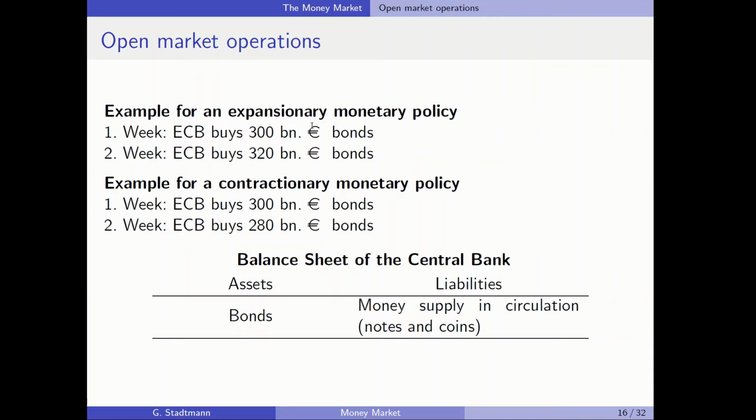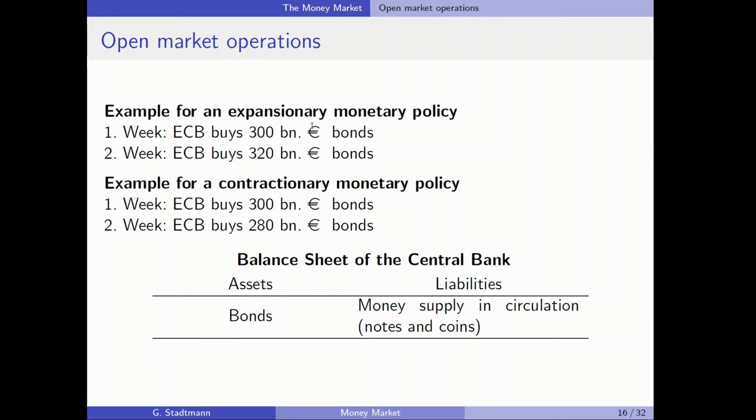In the second part, there is an example for a contractionary monetary policy. In the first week, the open market operations have a volume of 300 billion. This is reversed after 1 week and a new deal is released of 280 billion. And hence we have a contraction of money supply of the size of 20 billion.